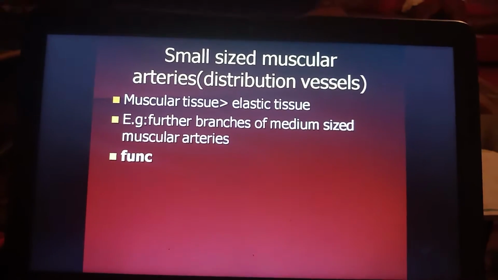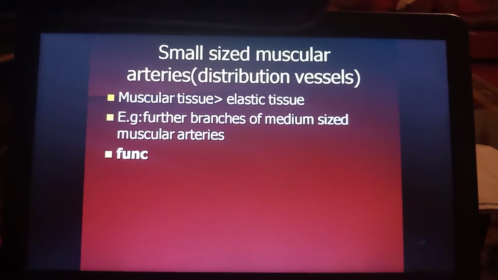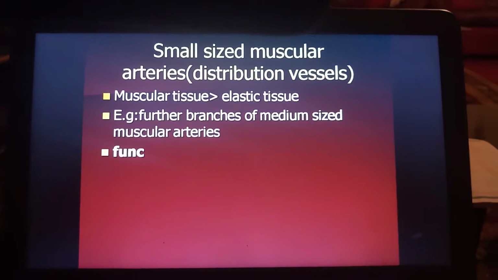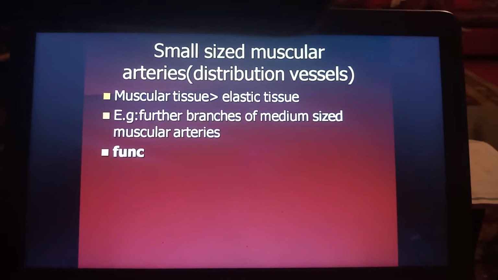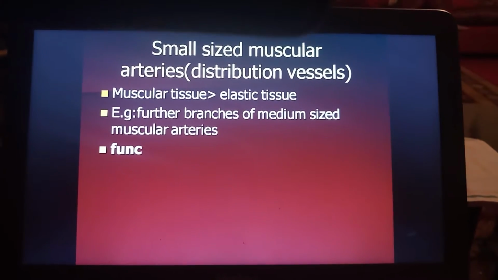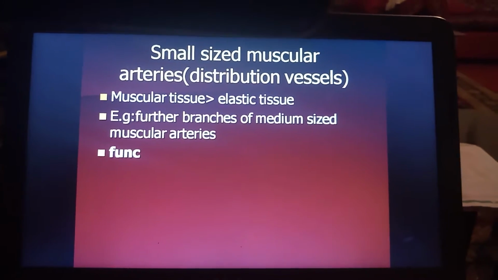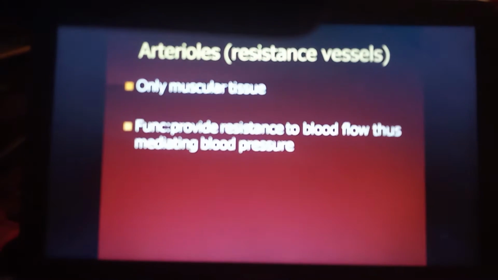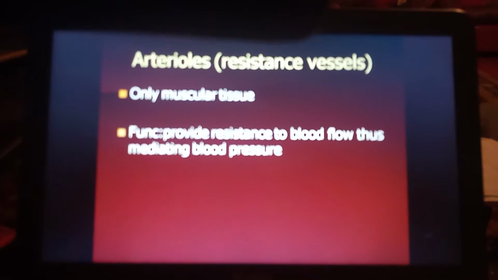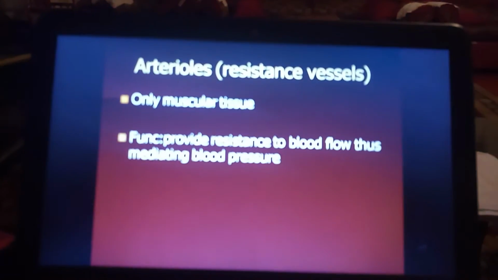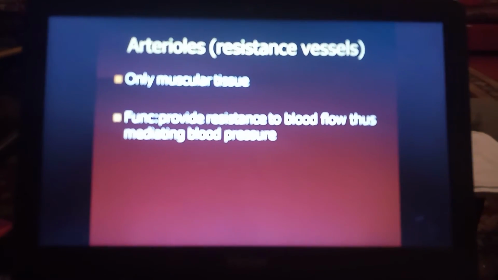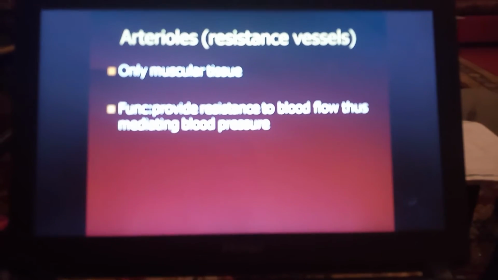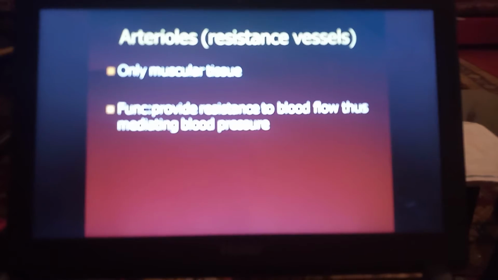Then we have the small-sized muscular arteries, which are also the distribution vessels. Their muscular tissue is more as compared to the elastic tissue, and their examples are the further branches of medium-sized muscular arteries. Their function is again the distribution. And then is the arterioles, which are also known as the resistance vessels. They have only the muscular tissue. You should keep it in mind that arterioles only have the muscular tissue. Their function is to provide the resistance to blood flow, thus mediating the blood pressure.